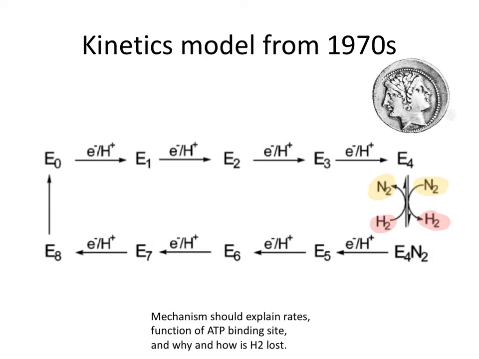It's clear from this model that in order to reduce N2 to 2 ammonias, a total of 8 electrons and 8 protons are required, 6 of each for the nitrogen and 2 for the molecule of dihydrogen. Each electron transfer step takes an electron from the Fe4S4 cofactor in the iron protein. That electron is delivered to the FeMo cofactor.